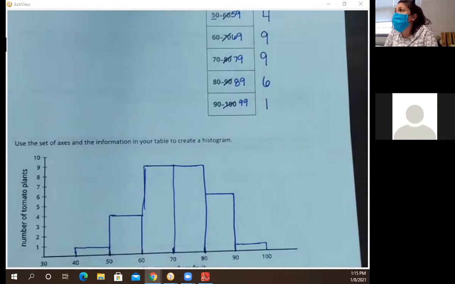Any questions for me on histograms? Okay. You guys have, again, done these before. These are not super new, so these shouldn't be too bad. So now let's take a look at a box plot.